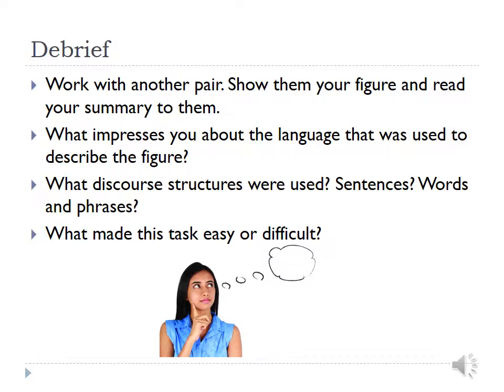Based on what you learned in Module 1, think about the type of language that was used to describe each figure. What do you notice? What do you notice about the three levels of academic language: discourse, sentence, and word levels? What made this task easy or difficult?